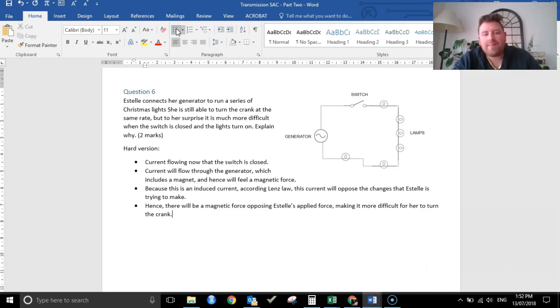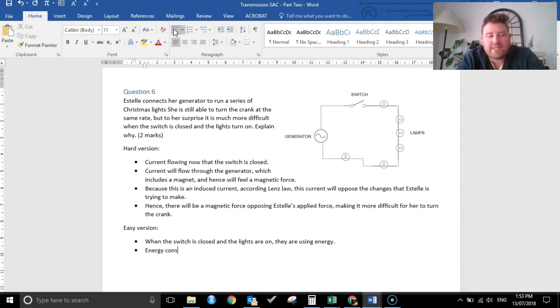Okay? Now let me give you the easy version of this, which is that instead of conceiving this in terms of currents and forces and stuff, we can conceive of this in terms of energy. Okay? So, let me do that. When the lights are on, when the switch is closed and the lights are on, they are using energy. Okay?